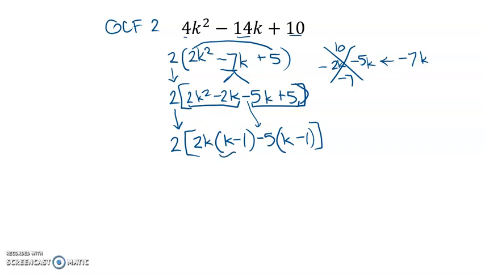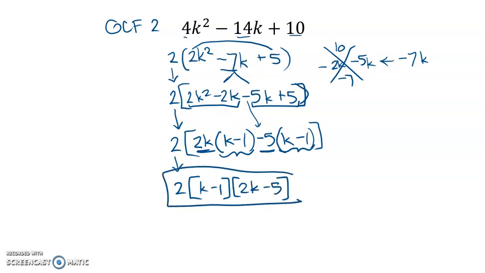All right, guys, look, inside they're both times k minus 1. Greatest common factor stays put. Here we go, k minus 1. And then what's left is my other factor, 2k minus 5. There is how you use the grouping method.